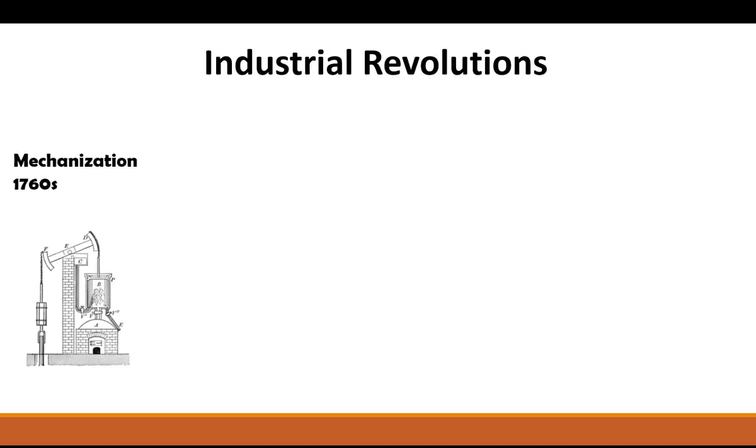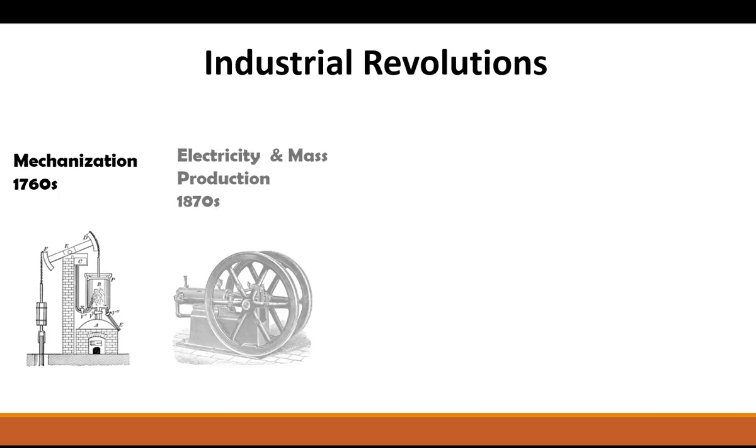So the first industrial revolution is recognized to have started around the 1760s. It might be a specific year depending on where you look it up, and it was really marked by mechanization. So this is the start of steam power and water power, being able to harness those and use them to actually perform some kind of work.